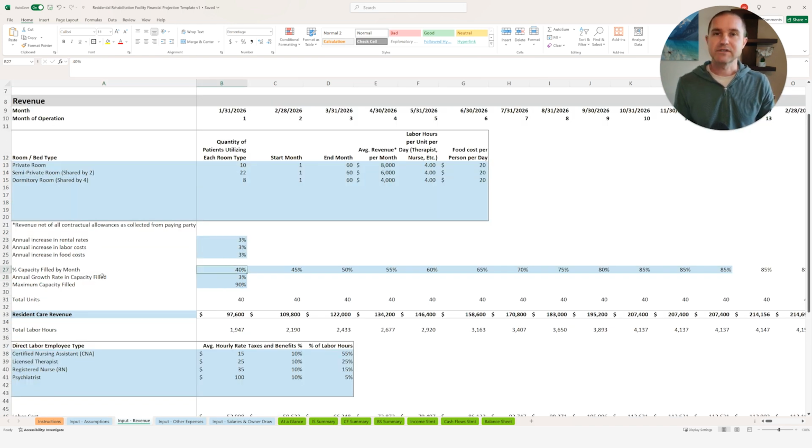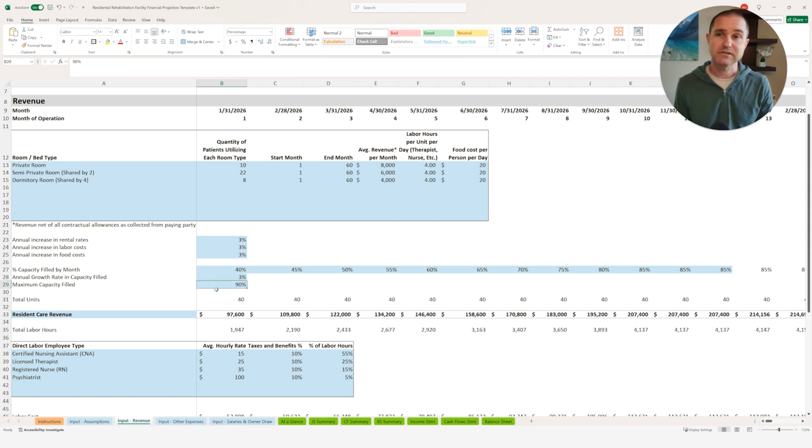And now here you can set your percentage capacity filled. So let's say when we first opened, we're at 40% capacity filled in the first month, and we build up over time to reach 85% capacity. And then from there, we've stabilized. We grow at a 3% rate per year until we get to a maximum capacity filled of 90%.